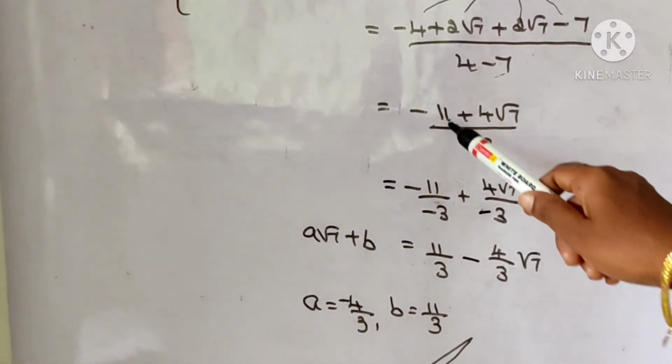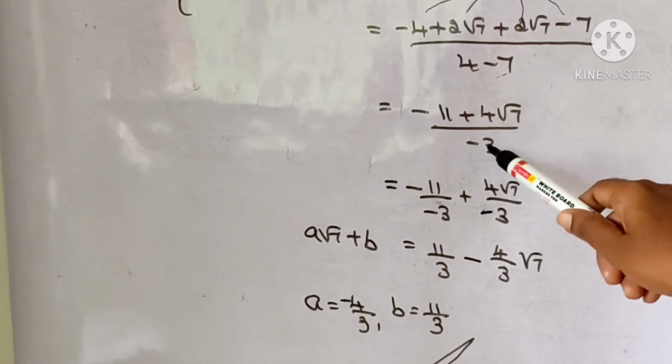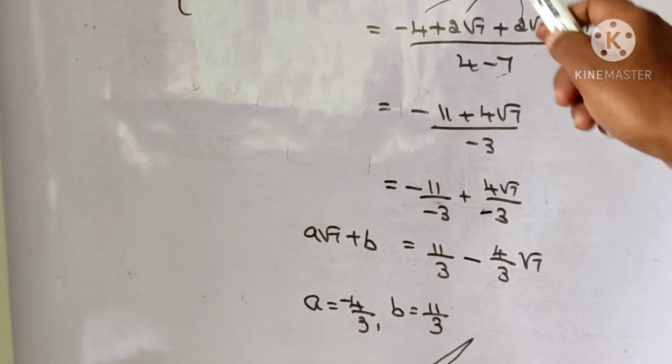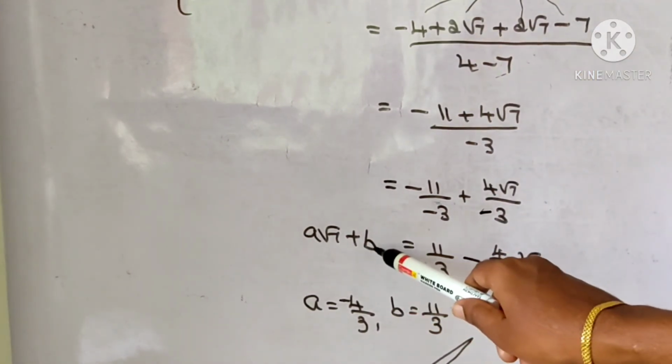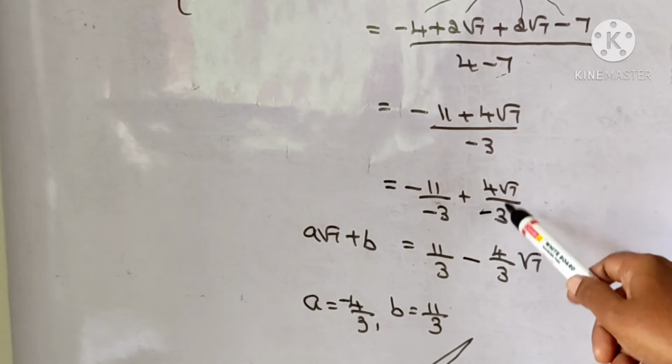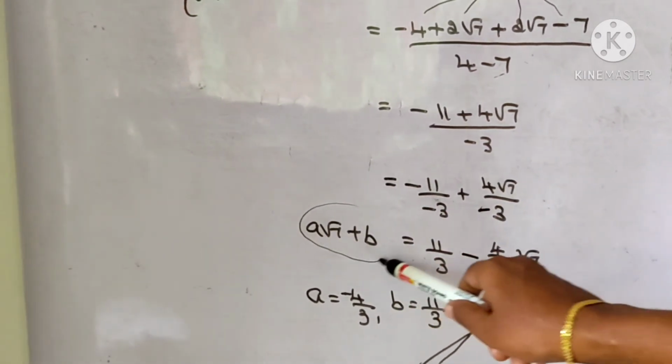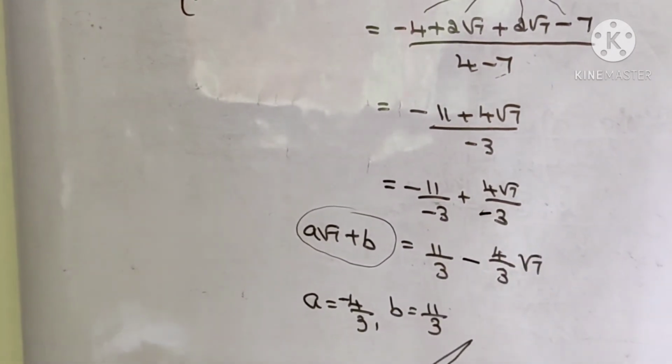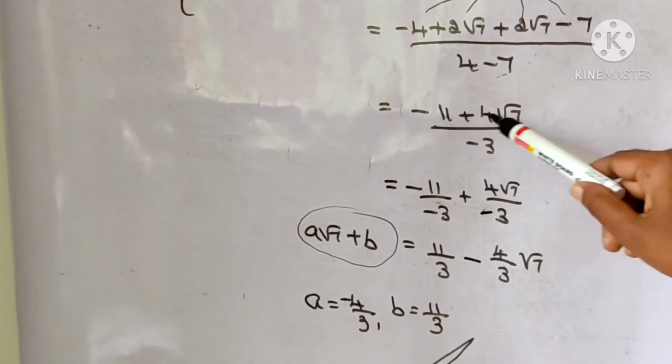Now we get the term (−11 + 4√7)/−3. But the given right side value is a√7 + b. We convert this term also into the form of a√7 + b. So you divide each term by −3.